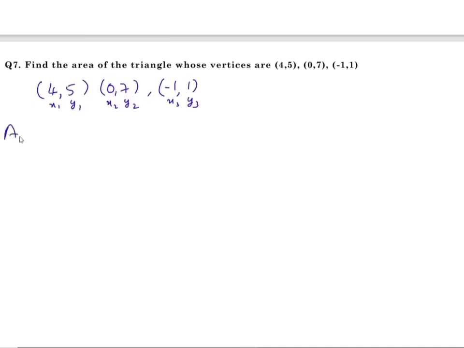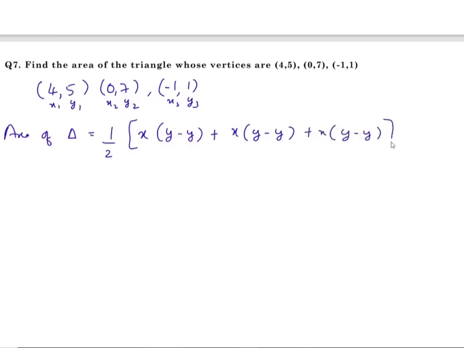The formula for the area of a triangle when the 3 vertices are given is half into x1 (y2 minus y3) plus x2 (y3 minus y1) plus x3 (y1 minus y2). Students, see the way I am writing the formula.